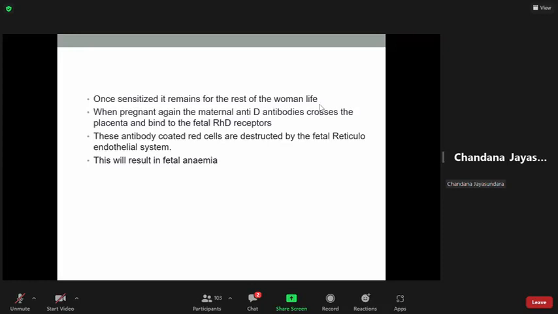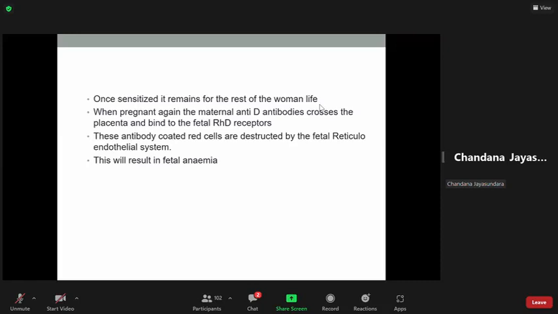Once a woman is sensitized with RH positive blood, an RH negative woman will be sensitized for the rest of her life. So anytime she is re-exposed to the same type of positive blood, she will get rapid production of antibodies in her system. It will never be forgotten. So we can't say we had a mistake, next time it will not happen. Once she is exposed, it is going to be there for the rest of her life.